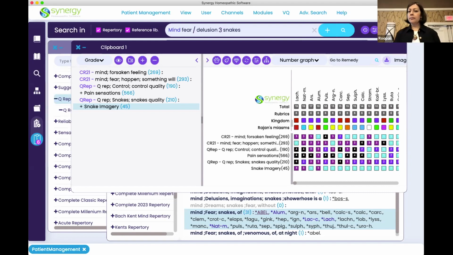So let me see if there's any questions here. Okay, no. So let's look at the clipboard. It's a concise clipboard, also because we've grouped certain things. If I ungrouped them, then there would be about 10 rubrics here.